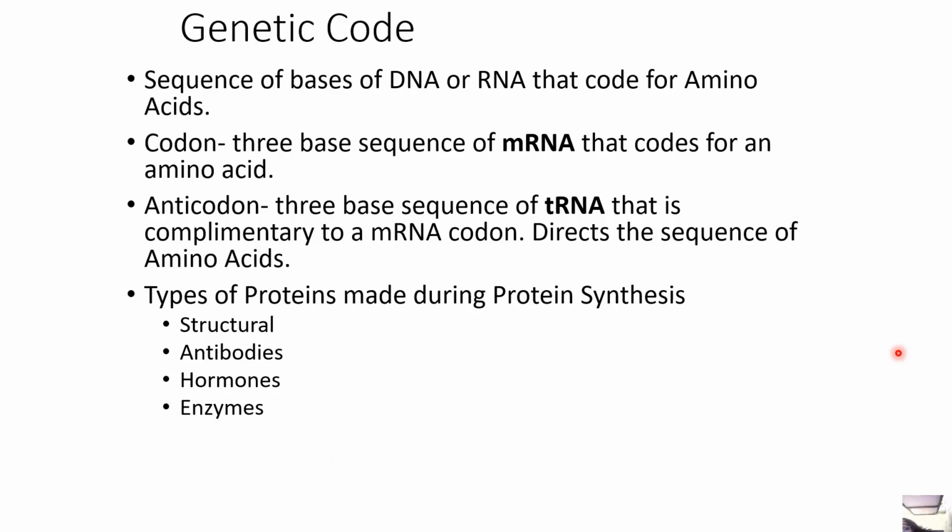Now, a sequence of bases of DNA or RNA that codes for an amino acid. A codon is a sequence of 3 bases of mRNA that codes for an amino acid. An anticodon is a 3 base sequence of tRNA that is complementary to the mRNA codon. This gives the sequence of amino acids. So, the types of proteins made during synthesis are structural proteins, antibodies, hormones, and enzymes.